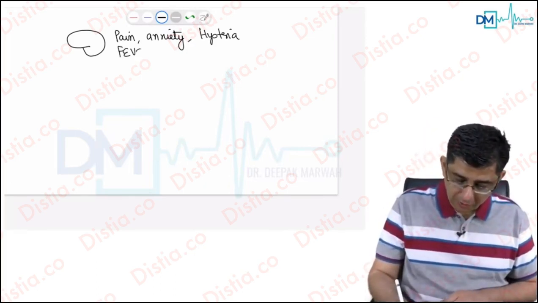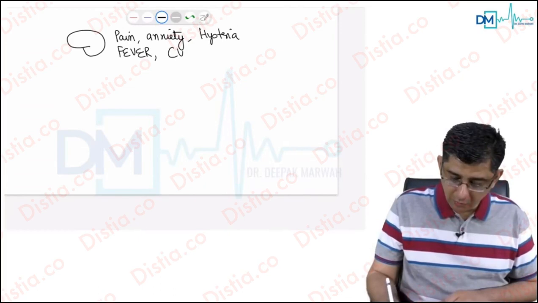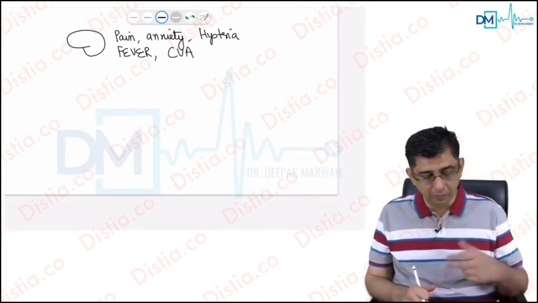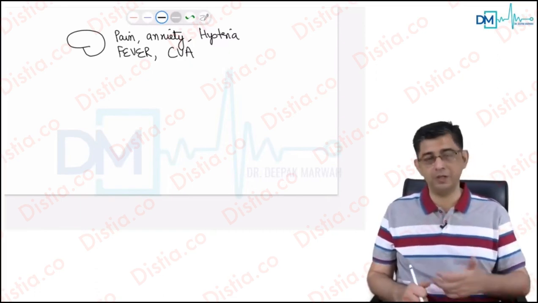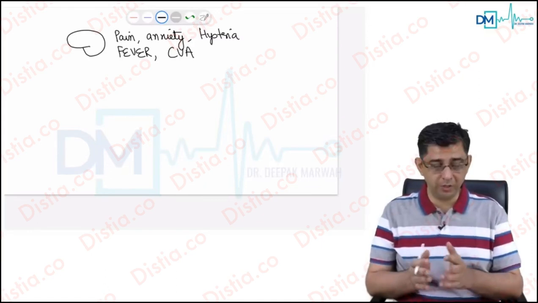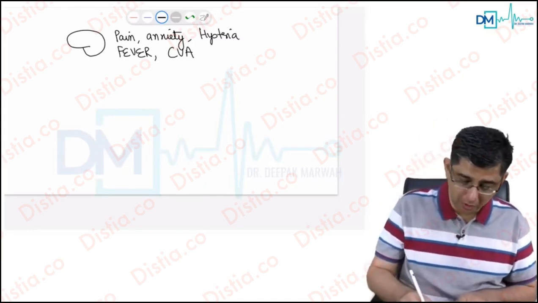High grade fever in a patient can contribute to it. Cerebrovascular accident can contribute to it. So CVA can cause both alkalosis or acidosis, depending upon whether the respiratory center is destroyed or not. If the respiratory center is destroyed, it is a hypoventilation in a patient.